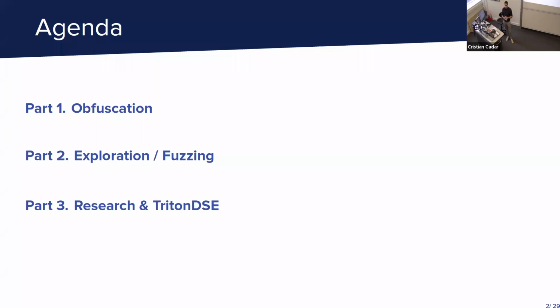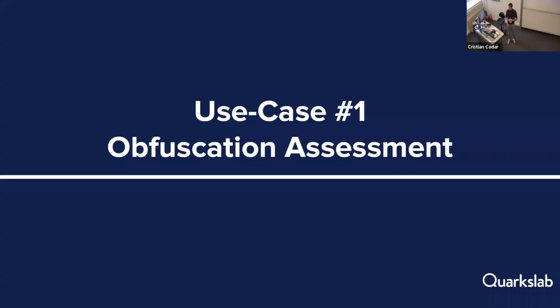But for today, I'm going to focus on the two main use cases that we encounter in our daily tasks. The first one is obfuscation, and the second one is more exploration and fuzzing. But then I will quickly explain how we also use symbolic execution to further research and find new tricks and techniques. So, obfuscation assessments.